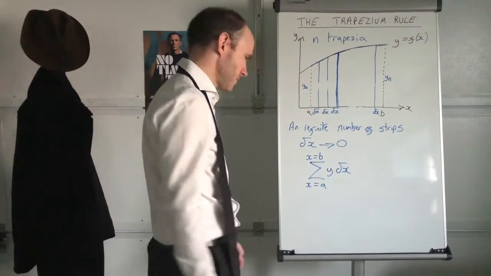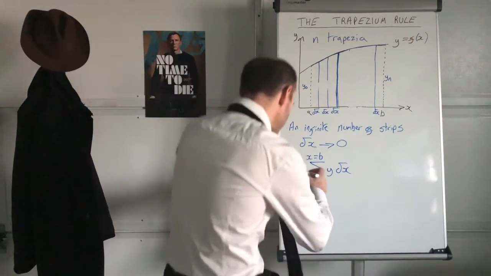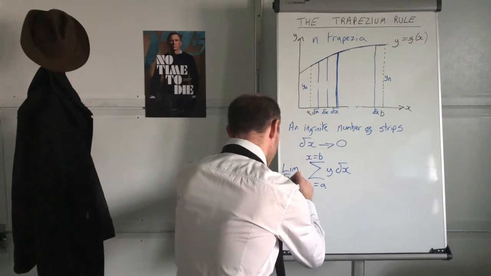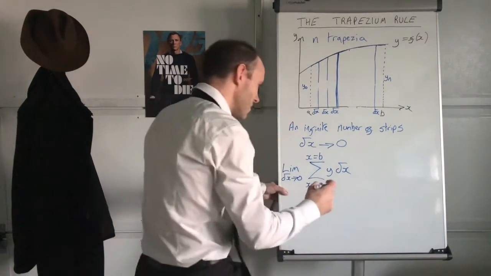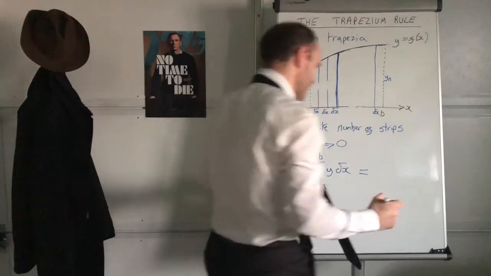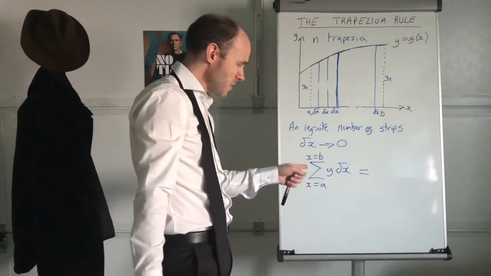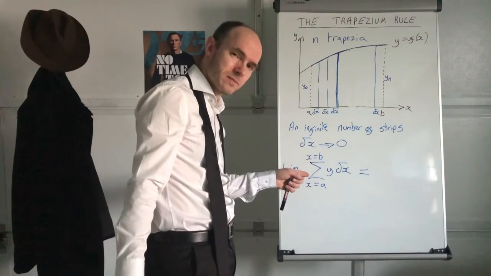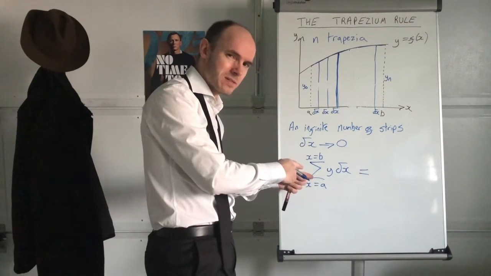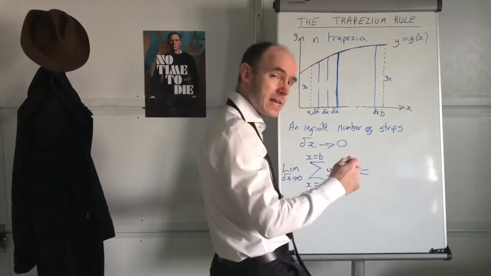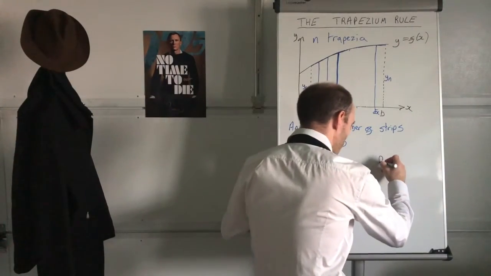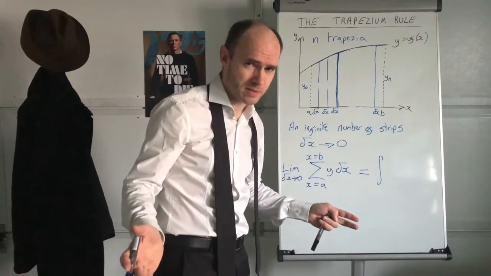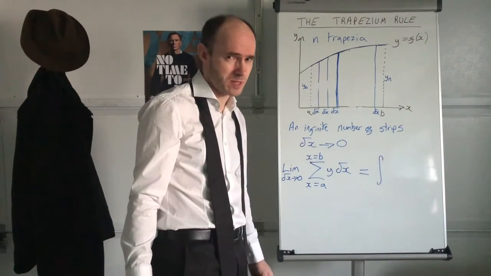What's coming up next? Well, I'll put in a limit there, as delta x tends towards 0. This tends towards something very interesting. Do you know what we use instead of the Greek letter sigma when we're dealing with limits? We still use an s, but we make it an elongated s. This is what you call a wow moment in mathematics, if you've not seen this before.